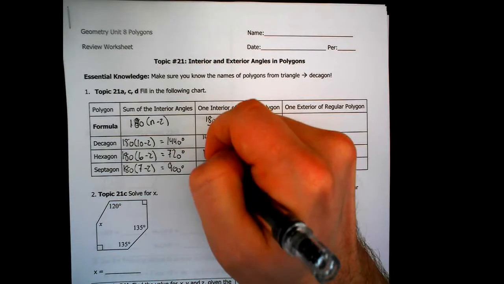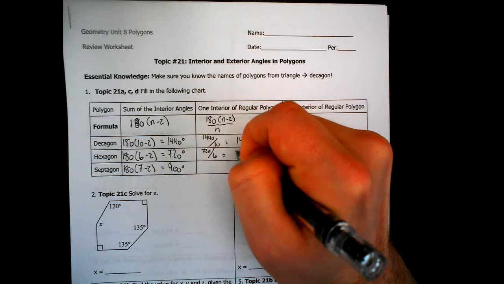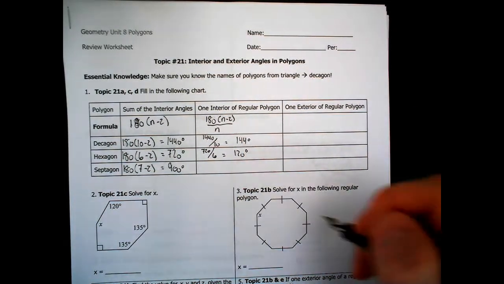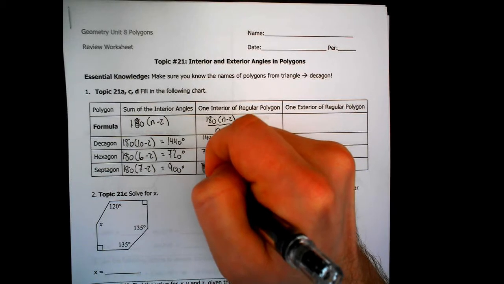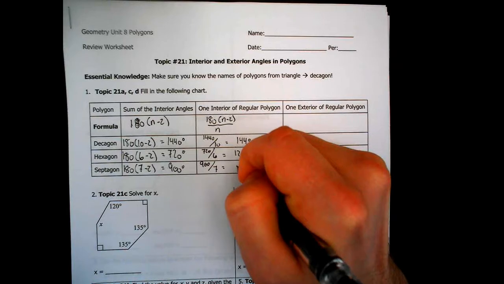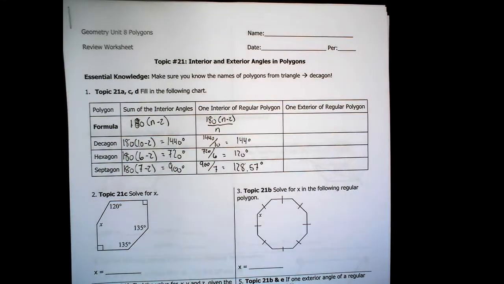For our hexagon, we have a total of 720, divided among the 6 angles, 120 per angle. And finally, for our septagon, we have 900 degrees total, divided among 7 angles for a total of 128.57 degrees.